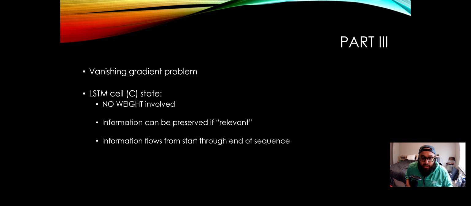Now, cell states, because they don't have any weight involved, allow for information to be preserved through the sequence from start to finish, if it's deemed relevant or significant. The way that determination is made is through the usage of gates, and we'll cover that momentarily. But the key concept is that cell states allow information to flow from the start through to the end of a sequence. So in that way, cell states act as an information transportation mechanism or channel.